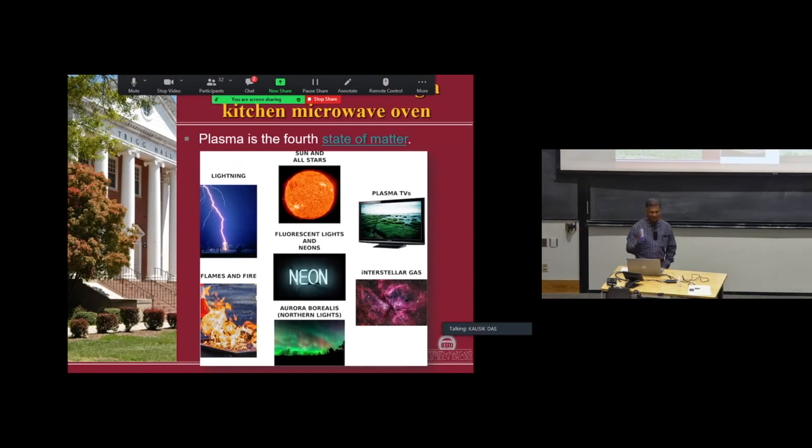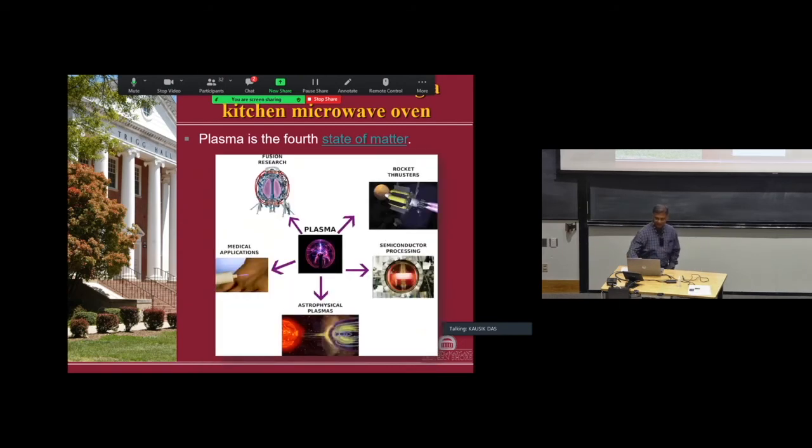And what is plasma? Plasma is the fourth state of matter. Plasma is ubiquitous. It's in the sun. It's in lightning. It's in fire, neon lamps, auroras, interstellar gas. You name it. Plasma is everywhere. And not only that, plasma has thousands of applications, starting from medical applications to rocket thrusters and astrophysical things, fusion research, tokamak. You name it, it's everywhere.